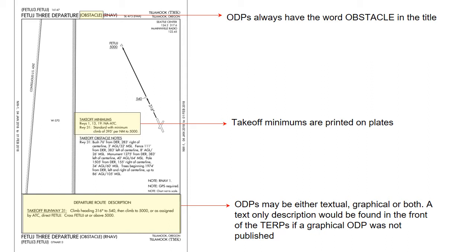ODPs always have the word obstacle in the title. There may be graphical representations like this one, or it may be just described in a textual format along with the takeoff minimums in the minimums section of your TERPS.